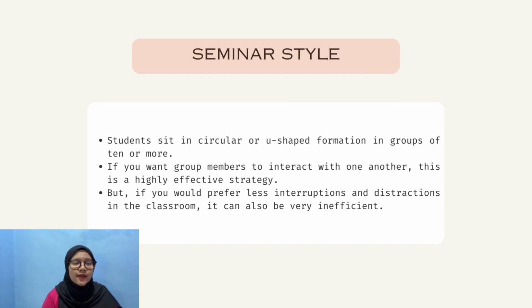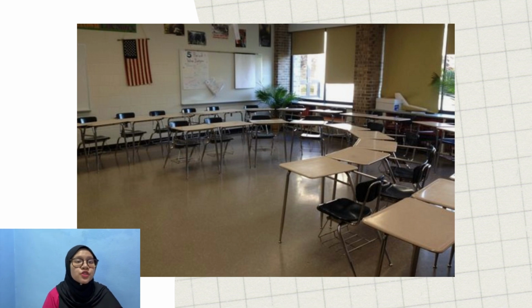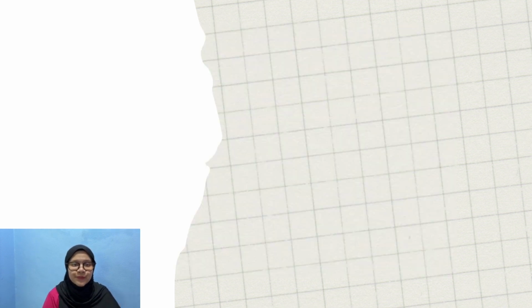Next, seminar style. Students sit in a circular or U-shaped formation in groups of 10 or more. If you want group members to interact with one another, this is a highly effective strategy. But if you would prefer less interaction and distraction in the classroom, it can also be very inefficient. So this is the U-shaped seminar style design. Chairs and tables are arranged like the letter U.